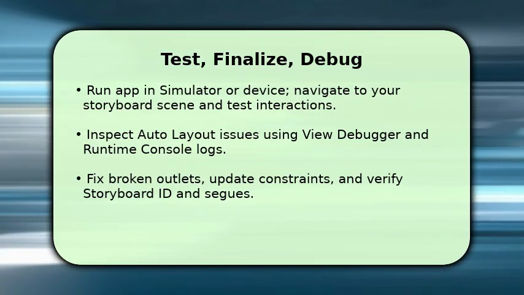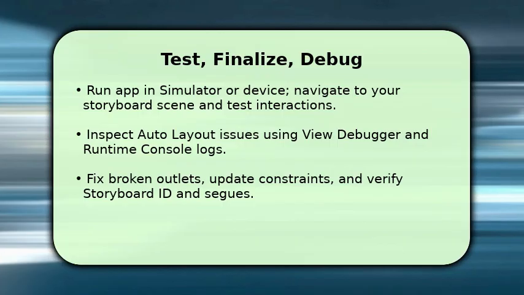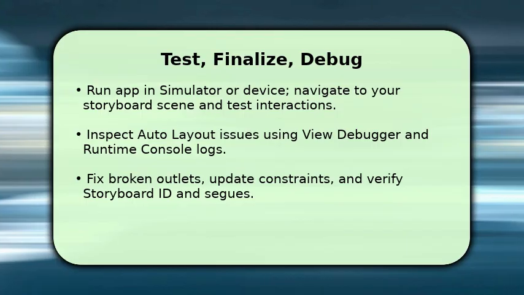When you hit an error like "this class is not key value coding compliant," check Storyboard ID, outlets, and segues. Remove stale connections and rebuild. One key tip: clean the build.